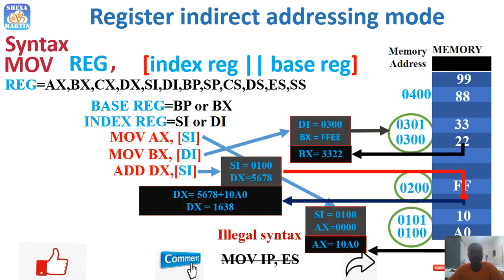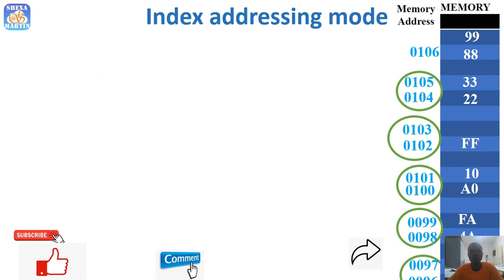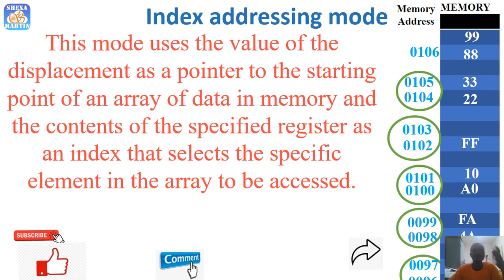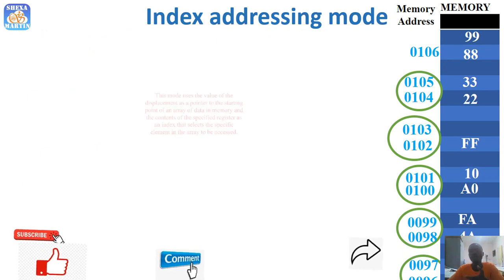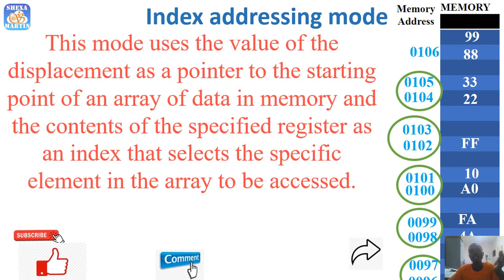But before we go there, this illegal instruction is not supposed to be popping up like this because it's not relevant to this. Right, index addressing mode. We now know that here we are just using the index register, just that. And the index registers that we have are the destination index and source index.